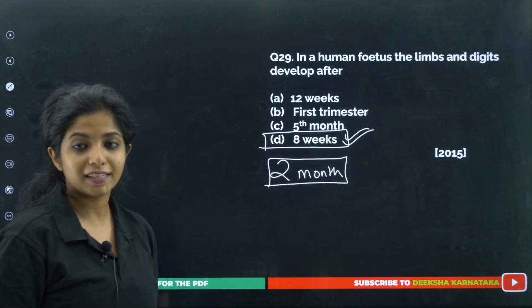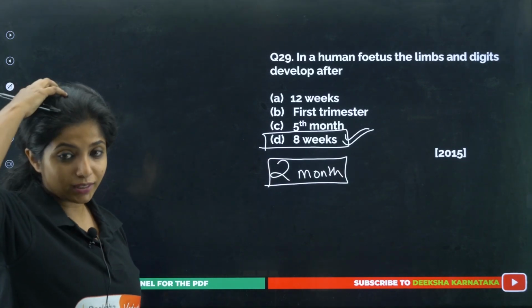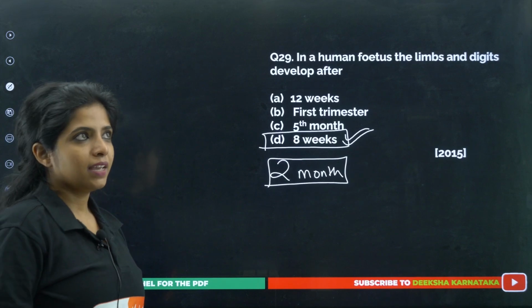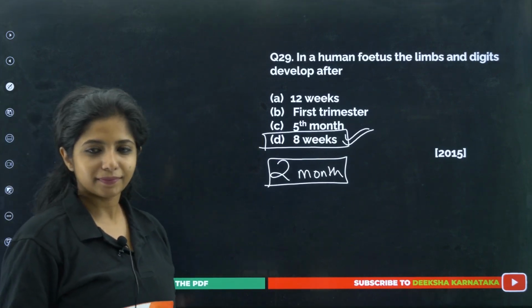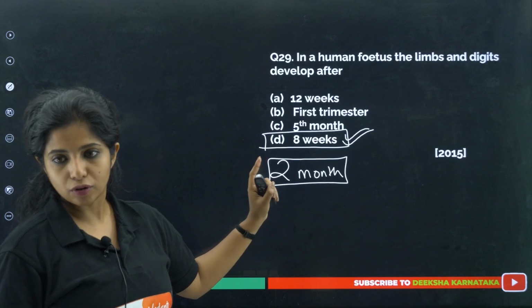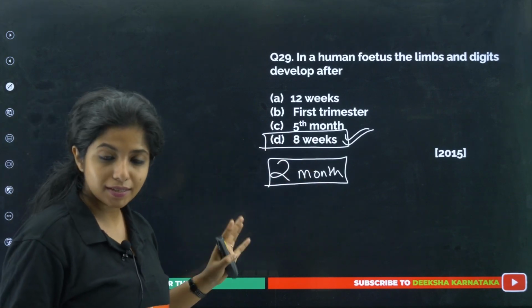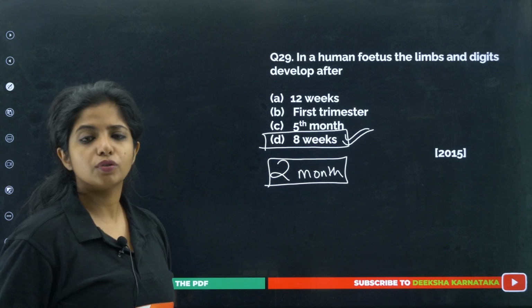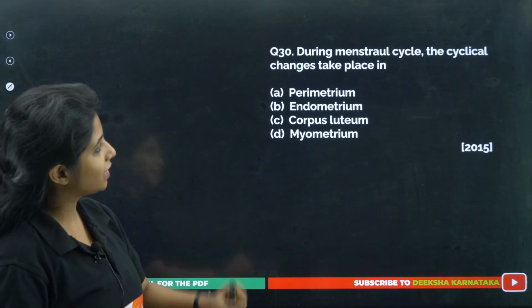In the first month, the heart. In the second month, the limbs and digits. In the 5th month, hair on the head and body movement. In the 6th month, eyelids separate, hair on the body and things like that. Please remember this in the form of trimesters also. After the first trimester, you will be seeing all these things. But specifically, they have given 8 weeks, so why not go with 8 weeks? Cool.